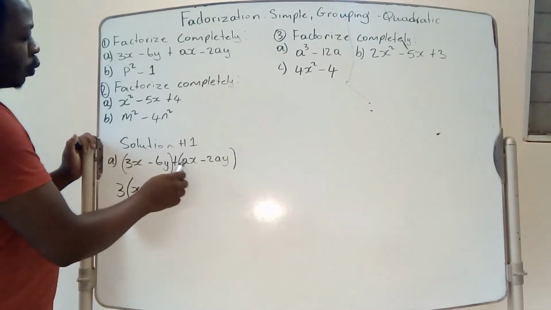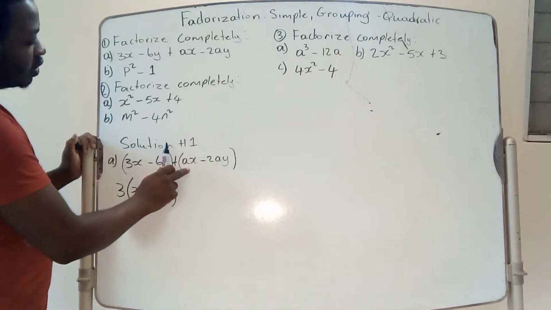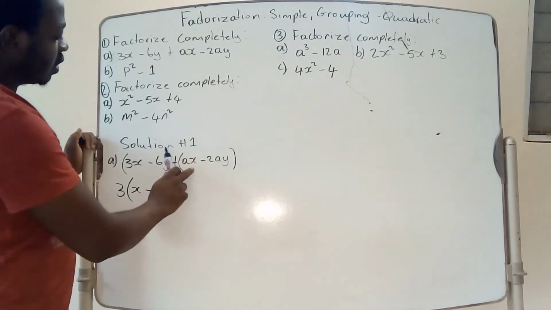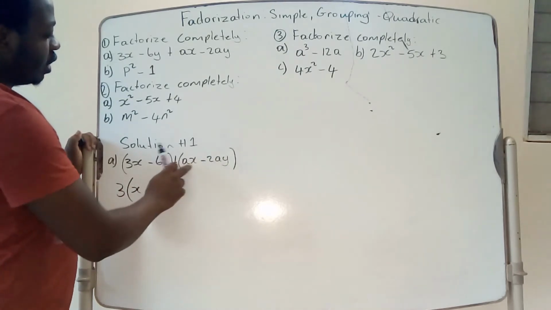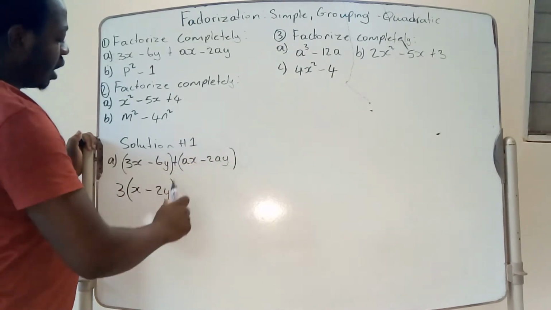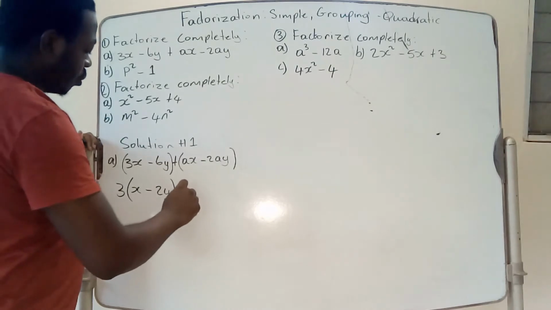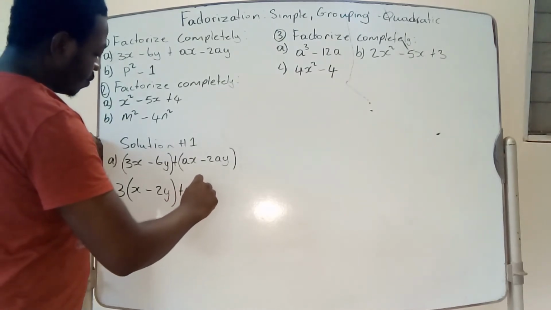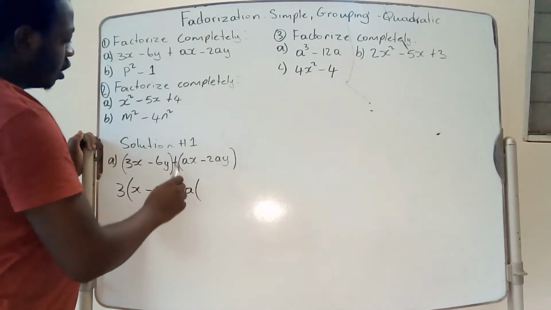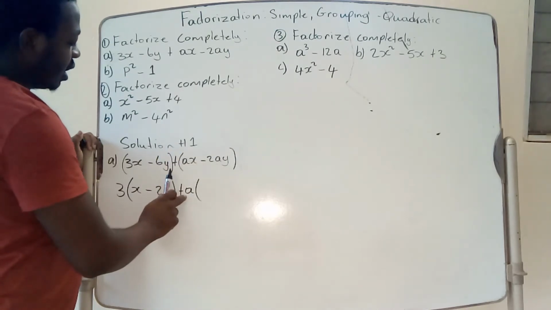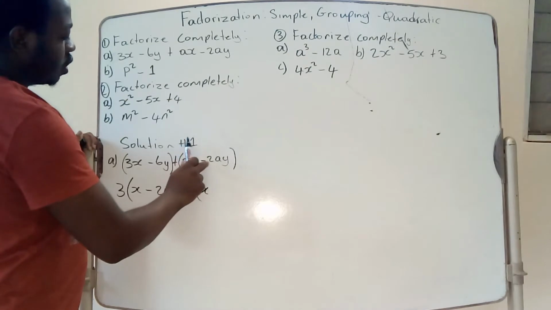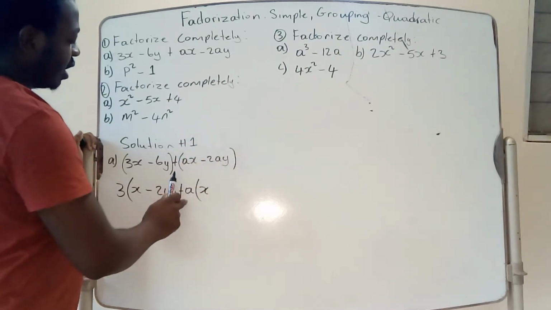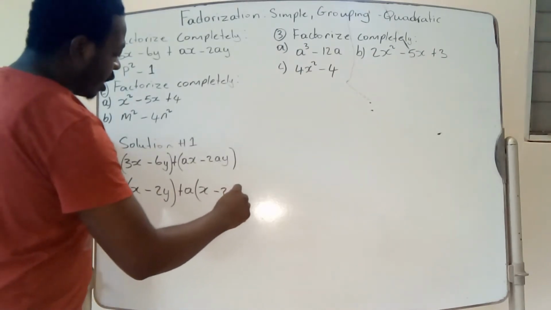Now here, we are going to observe the term. So we have ax minus 2ay. A is common to both terms. That means we can factor out a positive a. So ax divided by a leaves us with x. Minus 2ay divided by a leaves us with minus 2y.